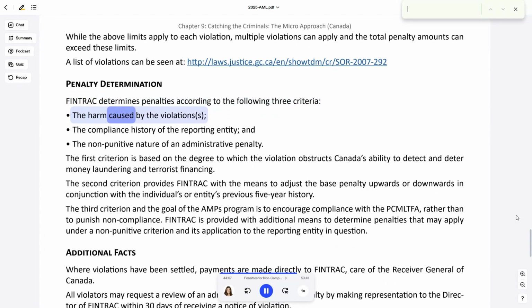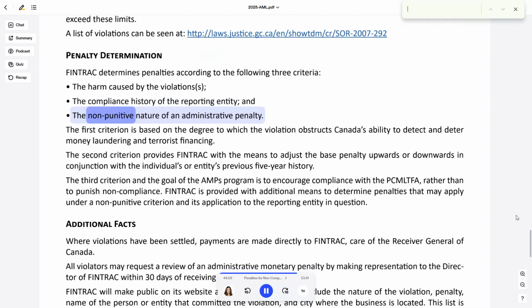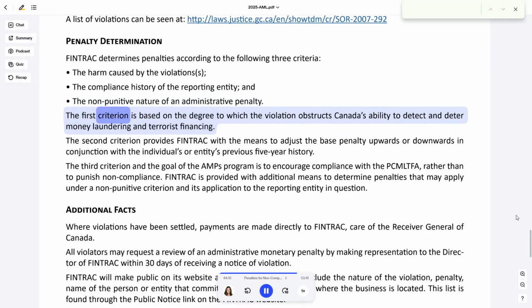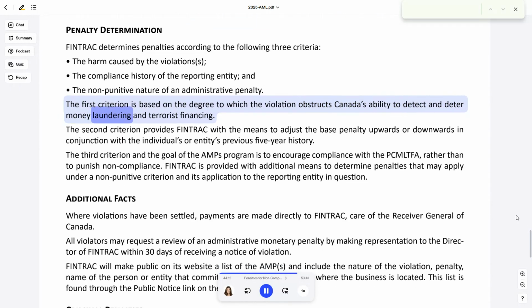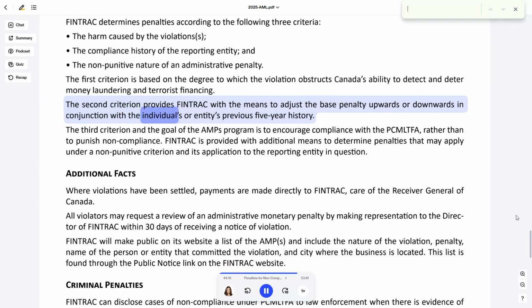The harm caused by the violations, the compliance history of the reporting entity, and the non-punitive nature of an administrative penalty. The first criterion is based on the degree to which the violation obstructs Canada's ability to detect and deter money laundering and terrorist financing. The second criterion provides FINTRAC with the means to adjust the base penalty upwards or downwards in conjunction with the individual's or entity's previous 5-year history.